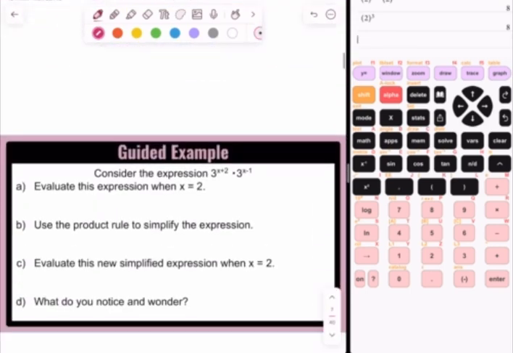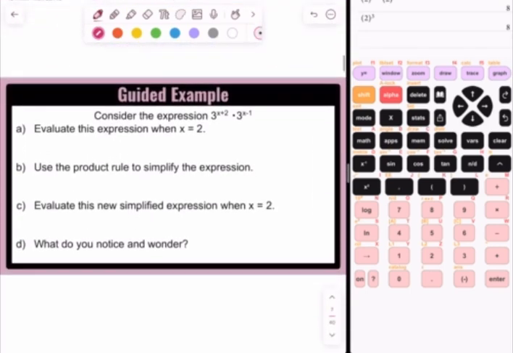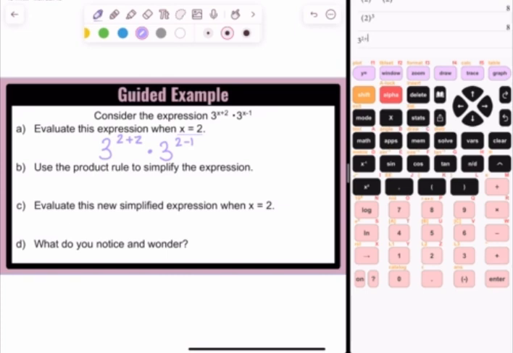Alrighty, so let's look at this guided example. Consider the expression 3^(x+2) times 3^(x-1). We want to evaluate this expression when x equals 2. So, we could either just tell our calculator x equals 2, or we could do this by hand. So 3, then x becomes 2, so 2 plus 2 times 3, replace the x with 2, minus 1. Let's type this in. 3 raised to the 2 plus 2 power times 3 raised to the 2 minus 1 power, and that gets us 243.